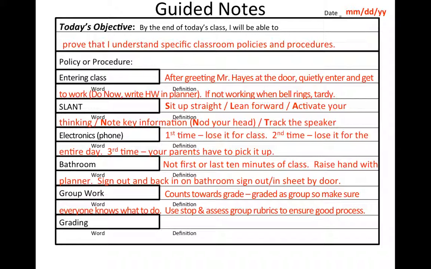Okay, so for group work, it counts towards the grade, graded as a group, so you make sure everyone knows what to do. And we're going to use the stop and assess group rubrics to ensure good process.